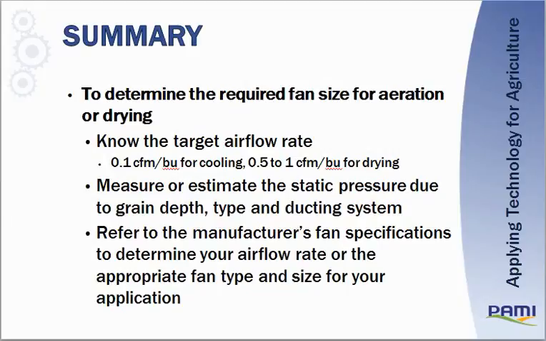So, in summary, you need to know your target airflow rate. If you are only ever going to need to cool in that bin, then your fan size selection is going to be based on 0.1 CFM per bushel. But if you think you're going to need some drying capacity in there, then you need to size up and be able to accommodate 1 CFM per bushel. You can measure or estimate the static pressure due to the grain depth, grain type, and ducting system, and then refer to the manufacturer's fan specs to determine your airflow rate or the appropriate fan type and size for your specific application.